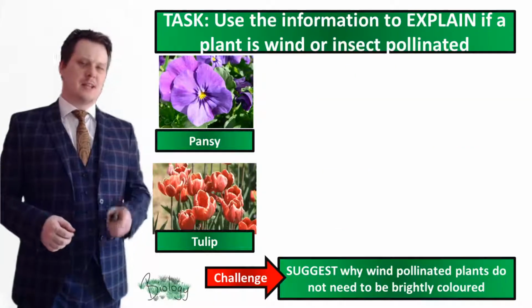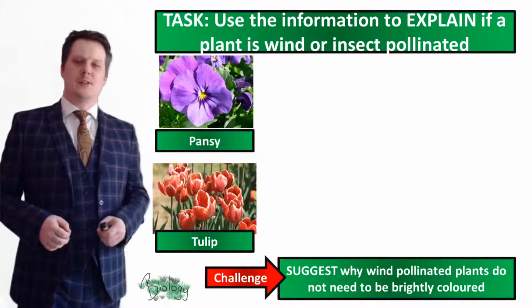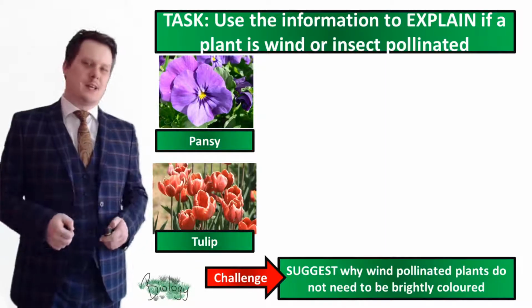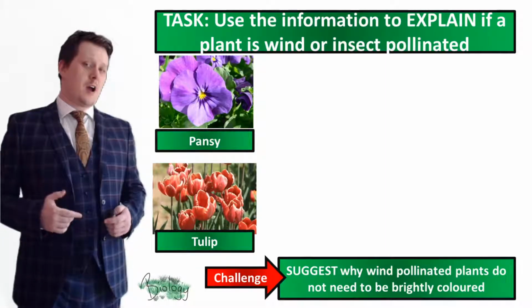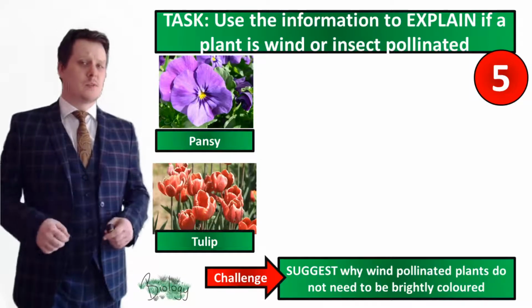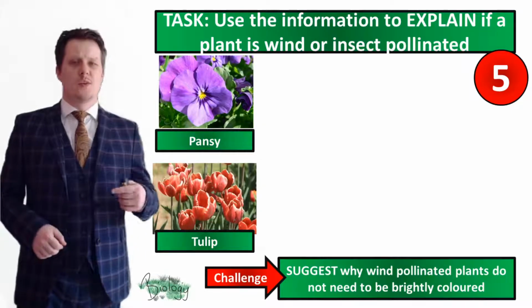Our last 2 plants then are the pansy and the tulip. I want you to say whether or not they're wind or insect pollinated and give the reason why. I'm going to put 5 seconds on the clock. You need more time, pause the video, and when you're finished, we'll go through the answers together.